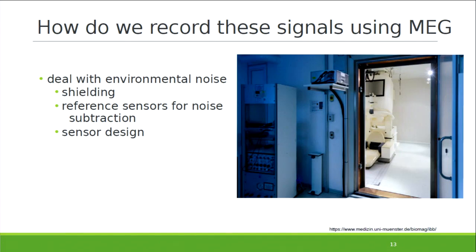Another way of dealing with this is to handle the environmental noise. For example, we use a highly shielded room. This is our CTF MEG machine at the IBB in Münster, for example, which has very many layers of isolation in this room. Then you can also use reference sensors for detecting noise and subtract it from the signal, or you can also use different sensor designs to deal with noise.